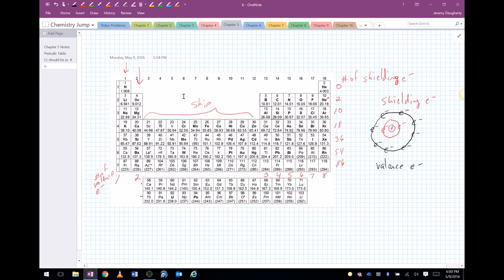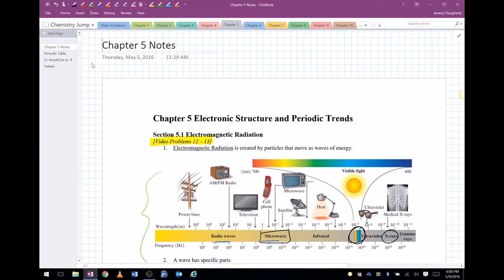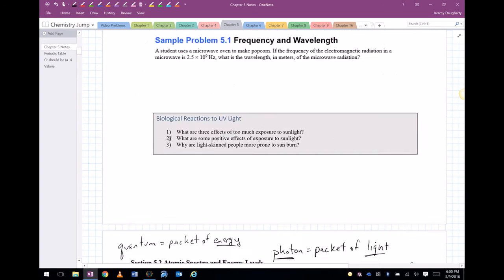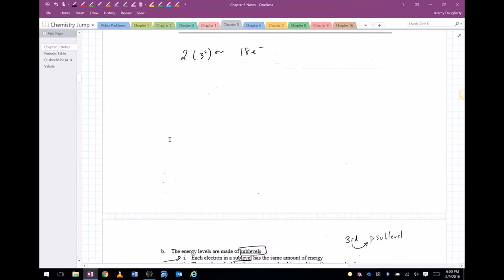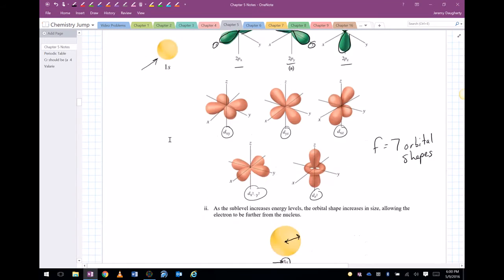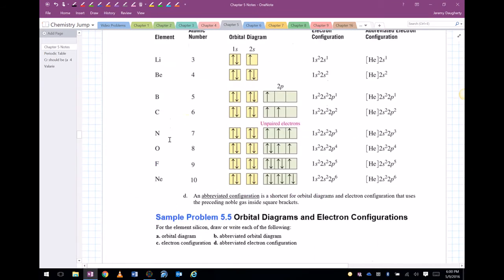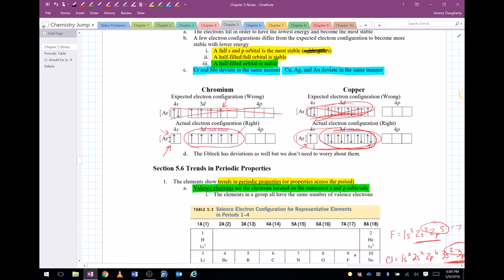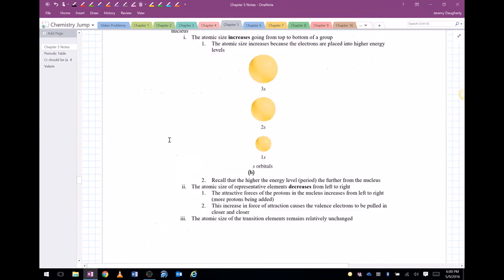Let's go back to the notes. Here, let me title this. Valence electrons. What's going on? Just got a visitor, security guard. I may be kicked out. All right. So let's go. What are we doing here? Where are we at? Periodic table, periodic trends. Section 5.6.